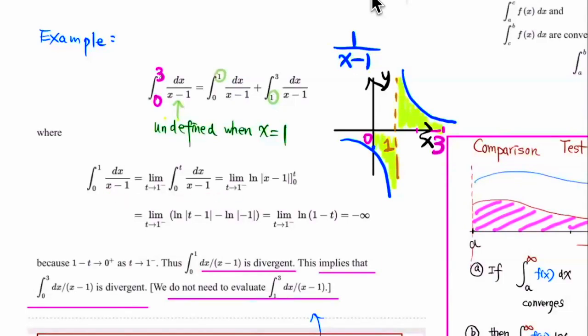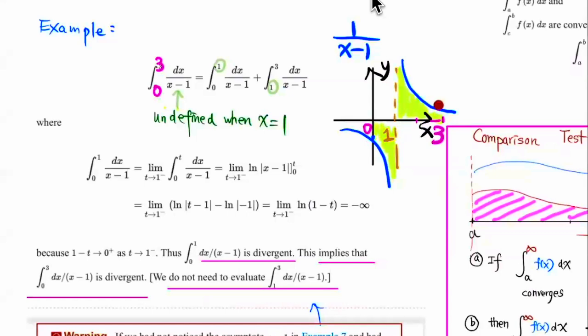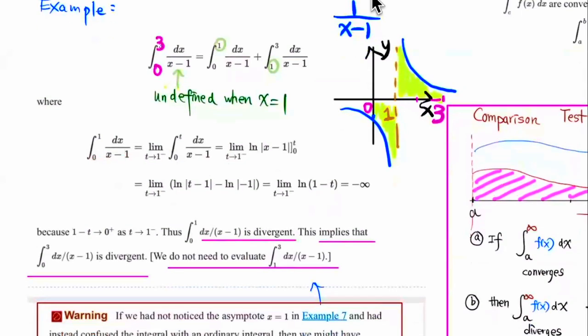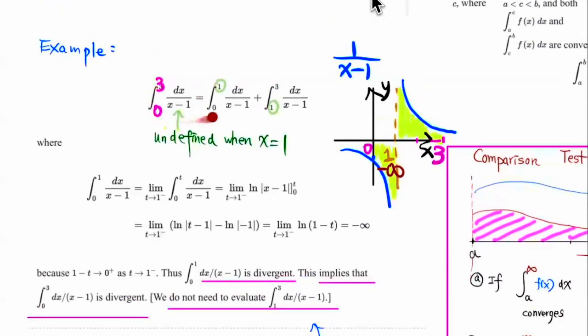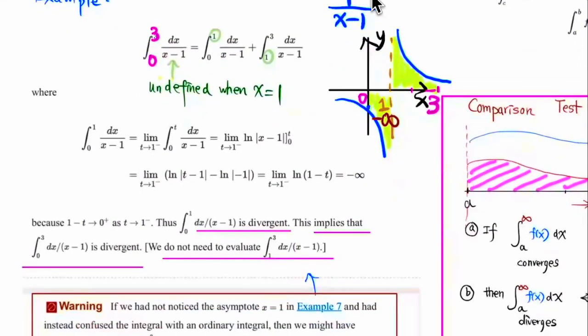So the way that we do it is we need to break it into the sum of two integrals. The first one goes from 0 to 1. The second one goes from 1 to 3. From 0 to 1, it turns out to be negative infinity. Then you don't need to find the other one. You can say the integral diverges because it's the sum of this one and that one. If one of them diverges, then the whole thing diverges. So it's divergent for that one. You don't need to evaluate this.